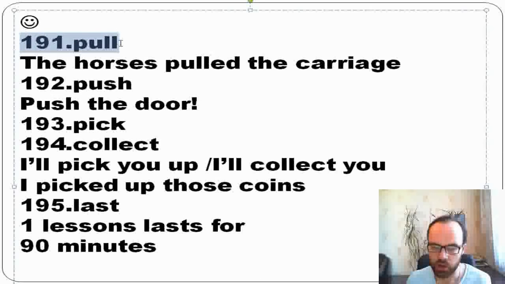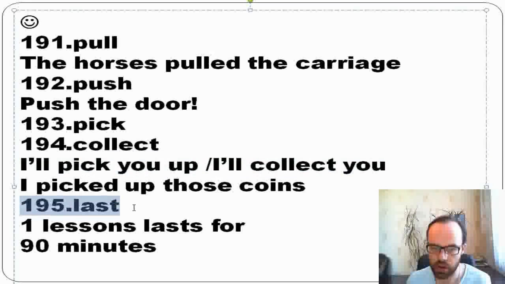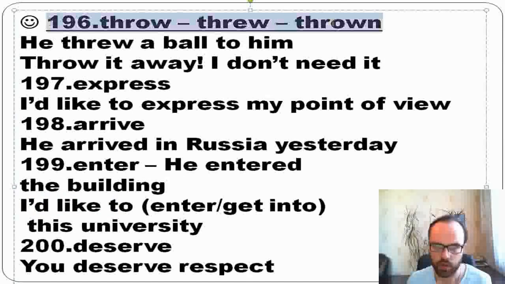Pull. The horses pulled the carriage. Push. Push the door. Pick. Collect. I'll pick you up. I'll collect you. I picked up those coins. Last. One lesson lasts for 90 minutes. Throw, threw, thrown. He threw a ball to him. Throw it away. I don't need it.